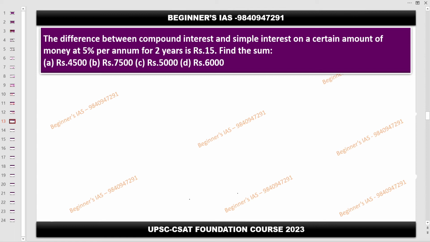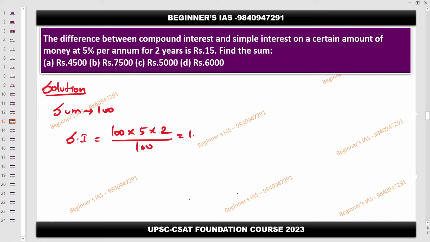The difference between compound interest and the simple interest on a certain sum of money at 5% per annum for 2 years is 15. Find the sum. This kind of question also we need to practice. The difference has been provided. So let us take that the sum is 100 rupees. Then calculate the simple interest: PRT by 100, 2 years, which is equal to 10.